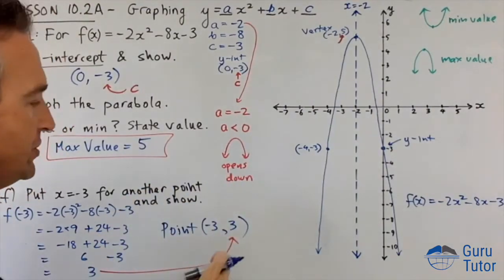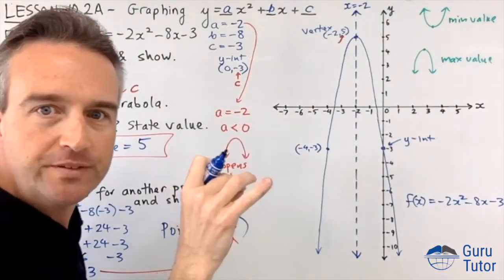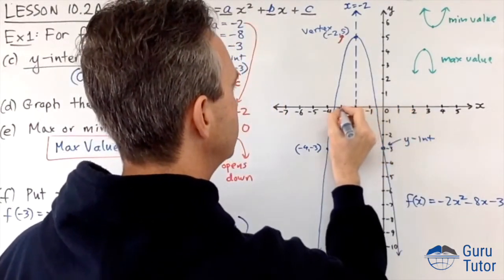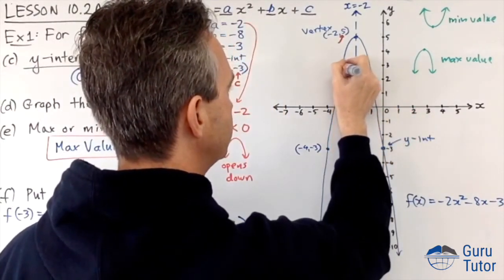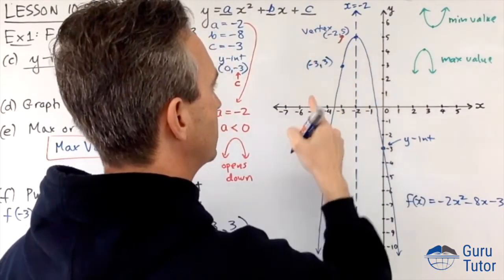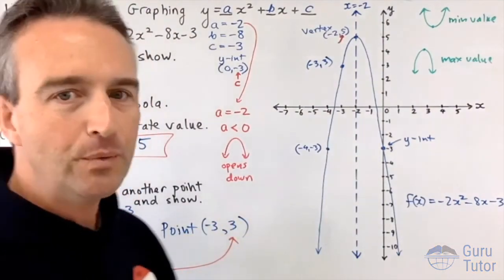Does it work? This should appear on our parabola. So let's plot this point and hopefully it fits right on the parabola just nicely. So where is it? -3, 3. There it is. To show that, let's just put a dot on the parabola and write the coordinates of the point next to it. And there we go.